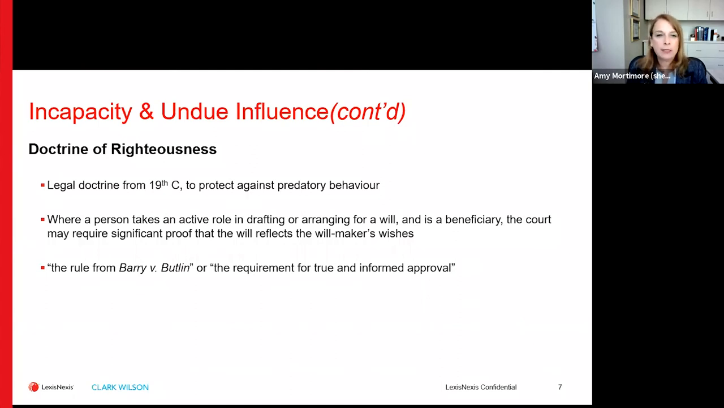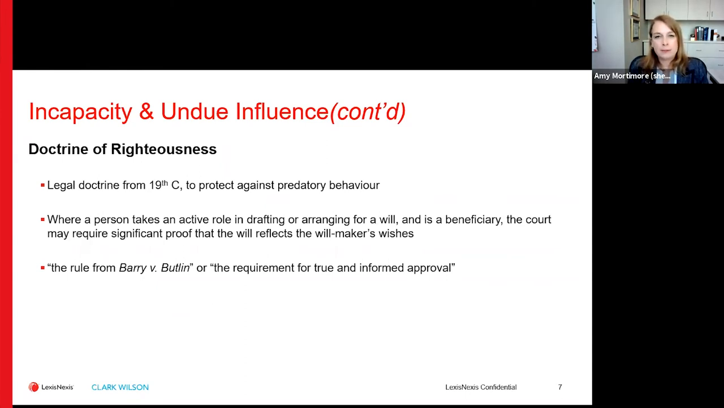We've seen it in '97 out here in BC, and then more recently, a couple of years ago, in a case actually brought by one of Mark and my partners. And so really what we want to talk about is whether this is a tool that you can put into your toolbox to assist you for your clients, and when would you consider bringing it into your file? It's when you have a person who takes an active role in getting the will made or drafting the will itself, and that person, lo and behold, is a beneficiary under that suspicious will. What might happen if you're pleading the doctrine and the court looks at it is that they will then require significant evidence that's going to satisfy them that these are truly the will maker's wishes.